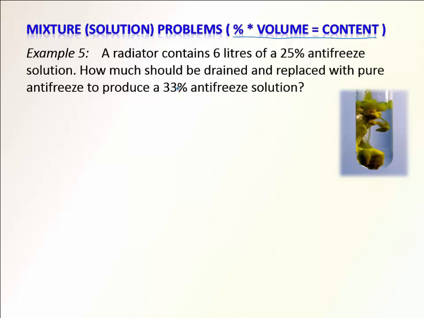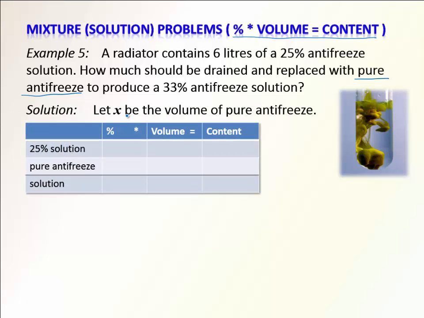So we see this is a solution type of problem. The question is, how much should be drained and replaced with pure antifreeze? So how much of pure antifreeze do we need to use to produce 33% antifreeze solution? Let's introduce the variable. Let X be the volume of the pure antifreeze. And we are going to stick with the table that refers to the formula percent times the volume equals content. We have two liquids, 25% solution and the pure antifreeze that we use. So reading again, a radiator contains 6 liters of 25% solution.